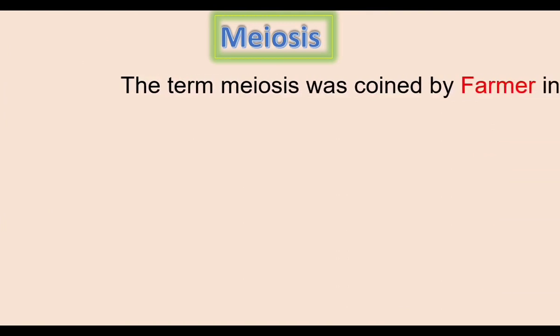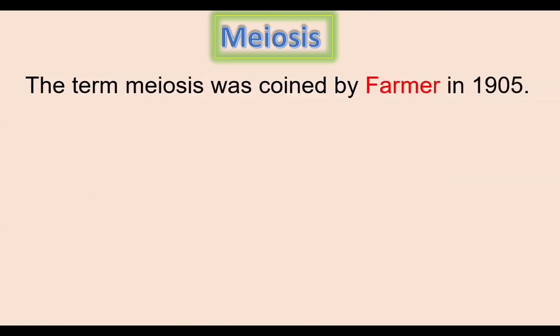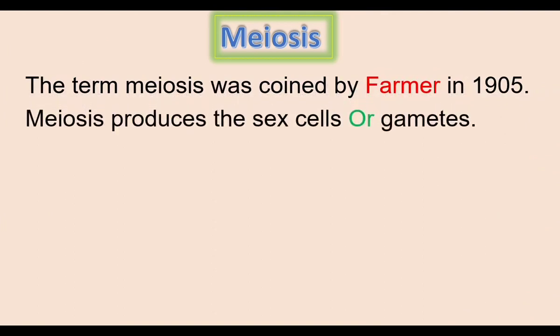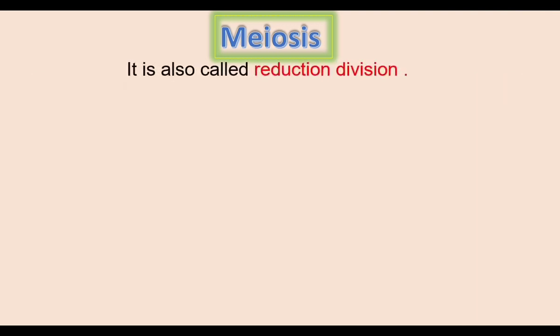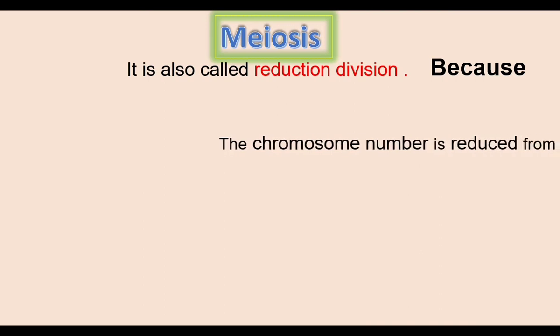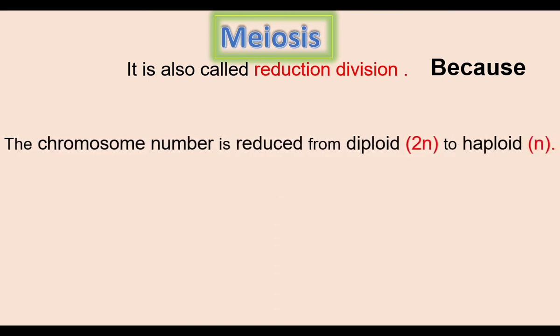The term meiosis was coined by Farmer in 1905. Meiosis produces the sex cells or gametes. Meiosis is a type of cell division that occurs in reproductive cells. It is called reduction division because the chromosome number is reduced from diploid 2n to haploid n.